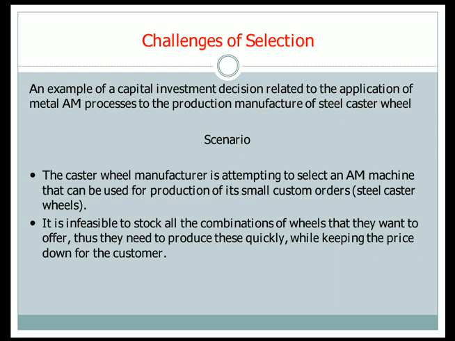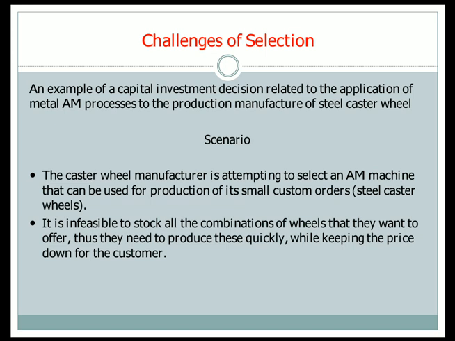The caster wheel manufacturer is attempting to select an additive manufacturing method or machine that can be used for production of its small custom orders. That is the orders he is getting, and he needs to manufacture the three-dimensional model. Now he has to select which additive manufacturing method is most suitable. So he has to manufacture steel caster wheels. It is infeasible to stock all combinations of wheels that they want to offer. Thus they need to produce these quickly while keeping the price down for the customer.